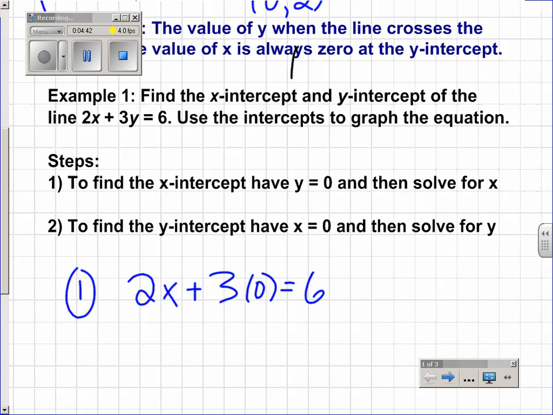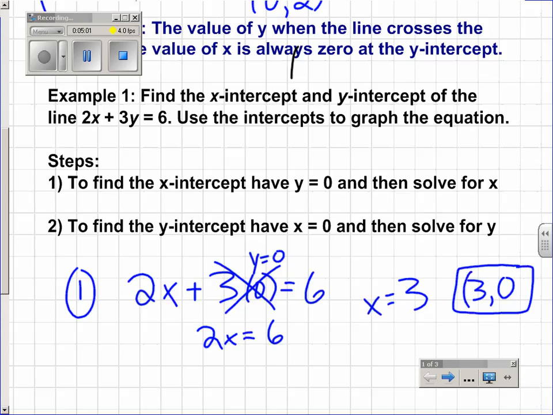Now, anything times 0 goes away, right? So it's 2x equals 6. So x equals 3. Now, the y equals 0 that I just put here goes with the x equals 3. So this is going to be the x-intercept. This is where the line is going to cross the x-axis at 3 for x.